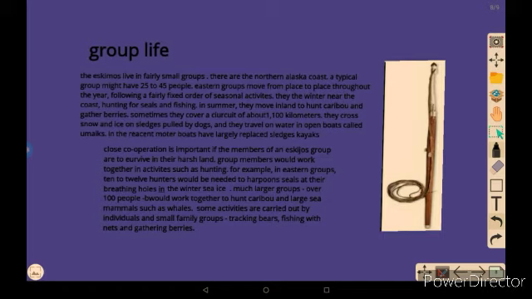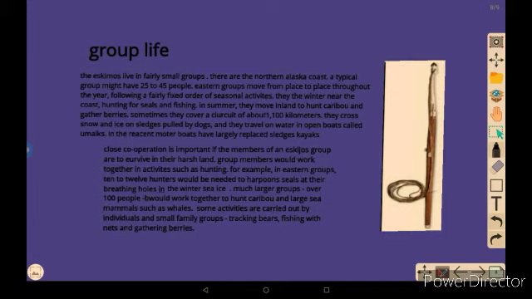Okay, so the next topic is Eskimo group life. What is Eskimo group life? We'll learn about their group life, meaning their cooperation. Normally the Eskimos live in small groups on the Northern Alaska coast. A typical group might have 25 to 45 people in every group.